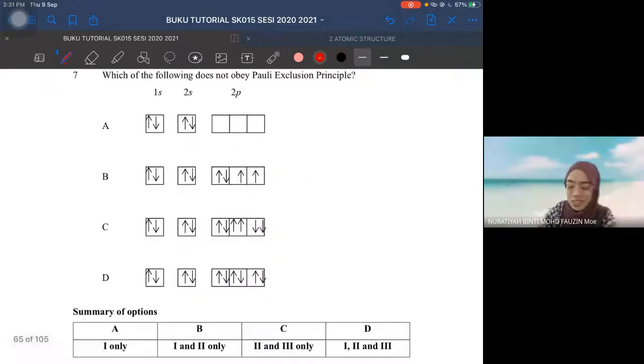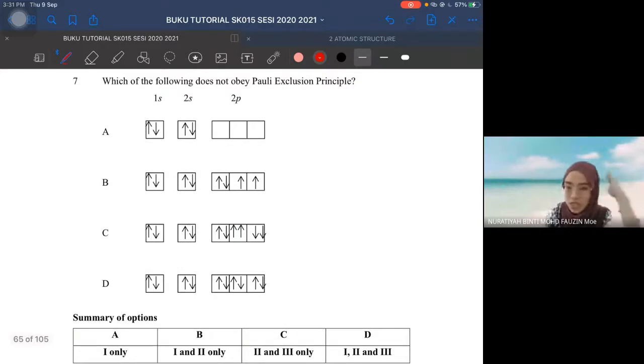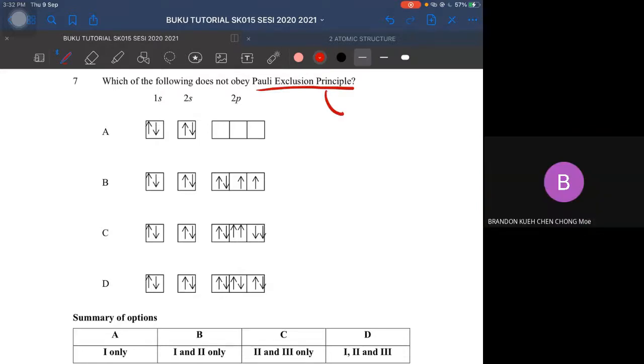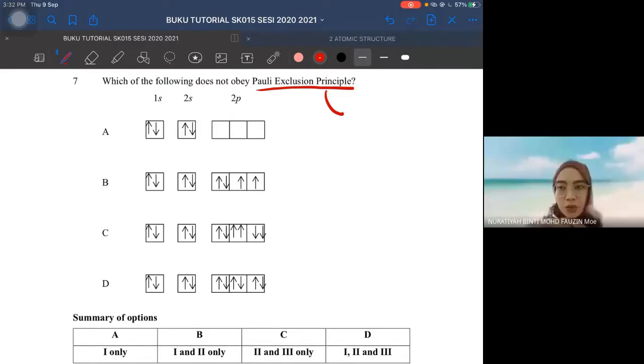Okay. Number seven. Which of the following does not obey Pauli exclusion principle? So Pauli exclusion principle cakap apa? No two electrons can have the same four quantum numbers. So no two electron boleh ada sama alamat rumah. Dia kena duduk, dia kena berbeza. Semua kena beza. Okay, so sekarang ni maksudnya yang mana tu yang tak follow Pauli exclusion principle?